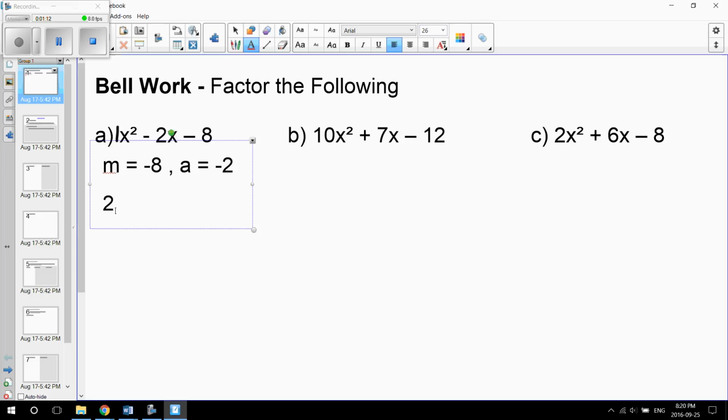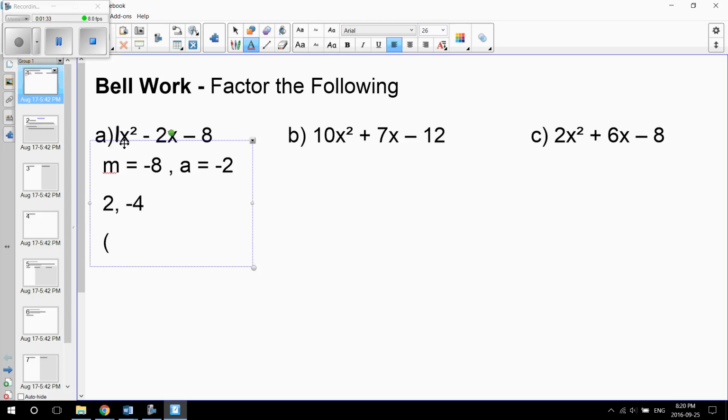So if we look at it, 2 times 4 gives us an 8, and we need to add to a negative 2. Because our multiplying numbers are negative, we know at least one of these two numbers needs to be negative. We need it to add to a negative 2, so that means that the bigger number has to be negative. So we're going to have a 2 and a negative 4.